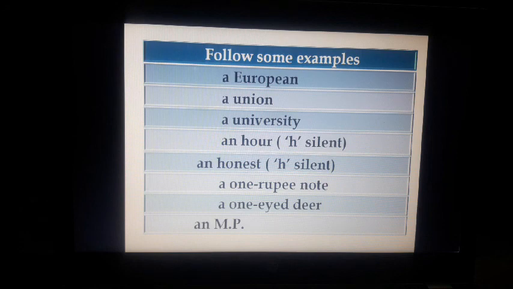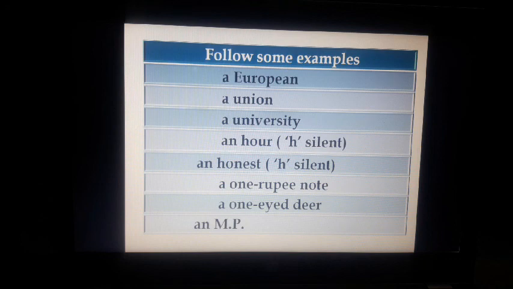A European, a union, a university. Look at these words. E and U is pronounced as U. That's why we have to use a. And an hour and an honest. In these two words the consonant letter H is silent. That's why we have to use an before this type of noun word. A one rupee note, a one-eyed deer. Look at the word one. O is pronounced as wa. That's why we have to use a.